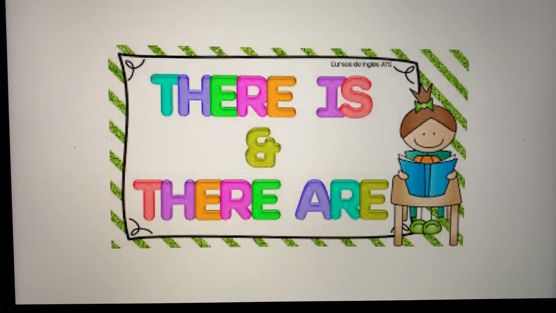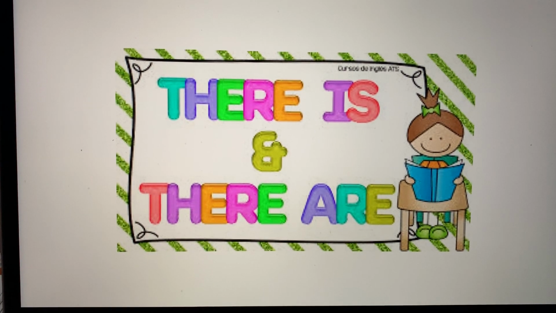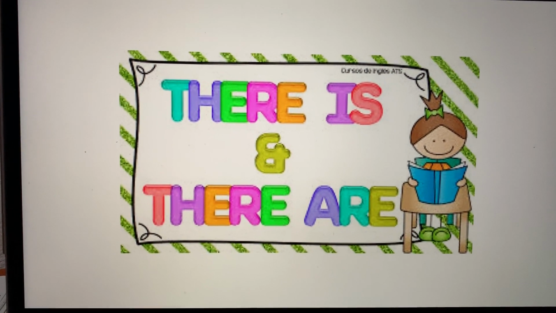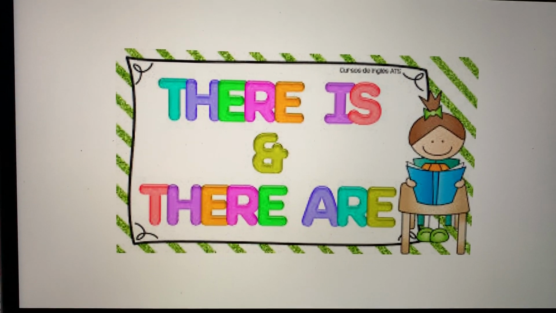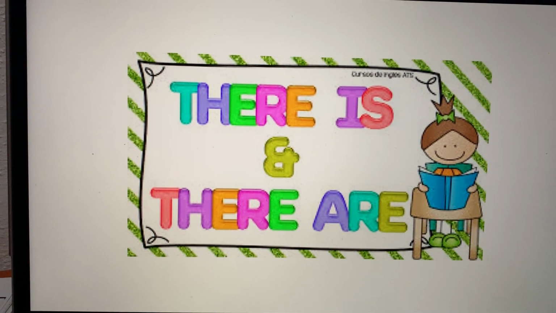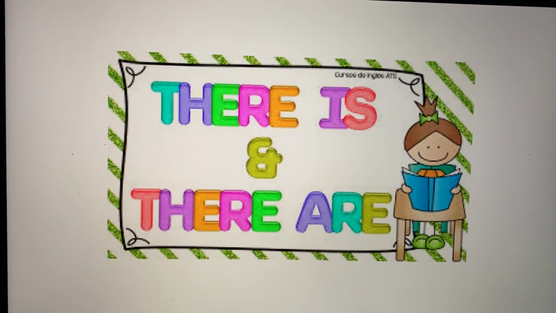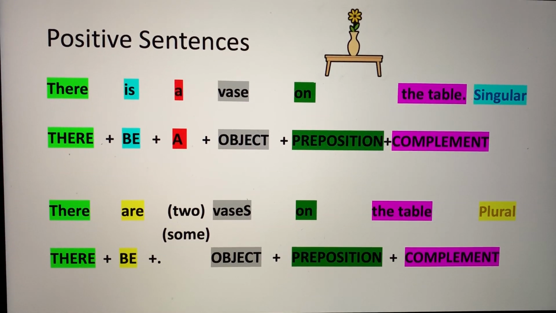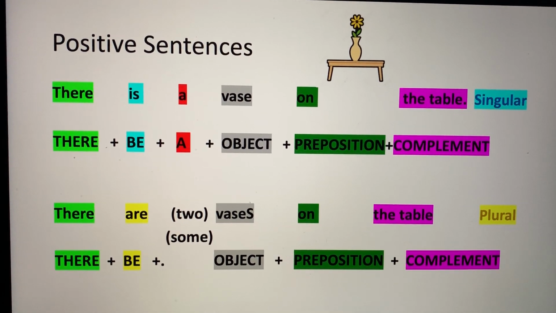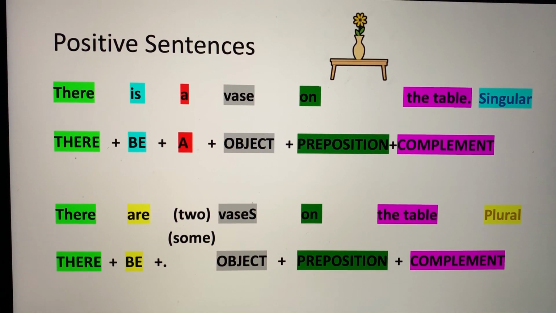Hello everyone, this lesson is about there is and there are. Two grammar expressions we use in English. We have positive sentences with there is and there are. Here is an example.